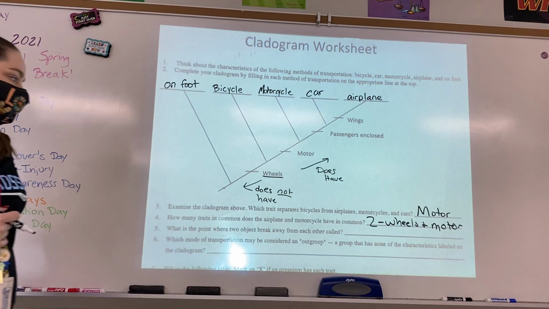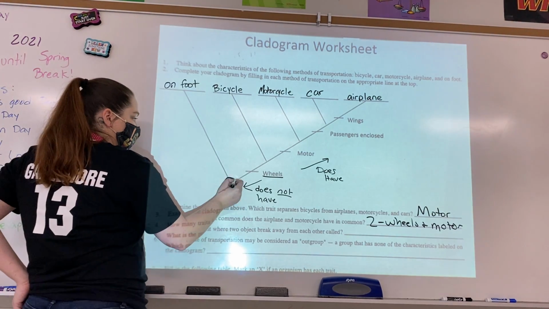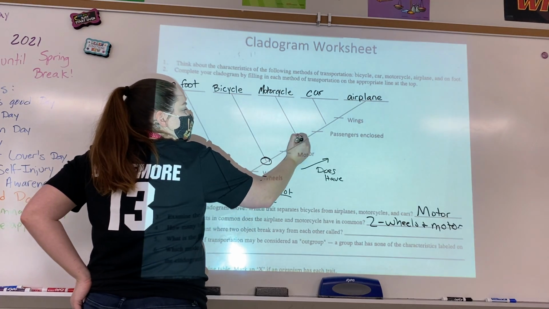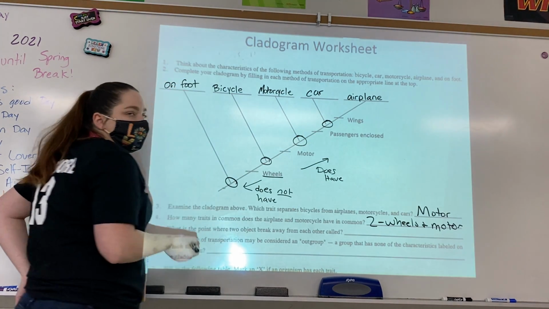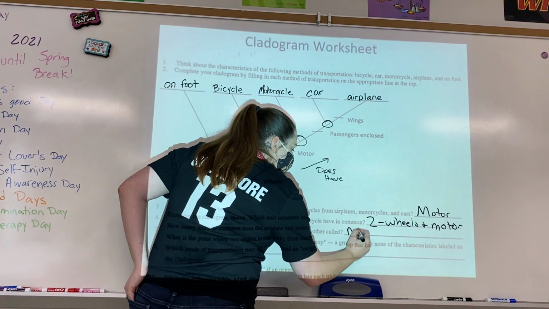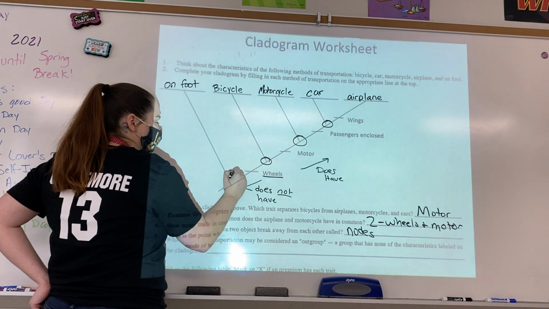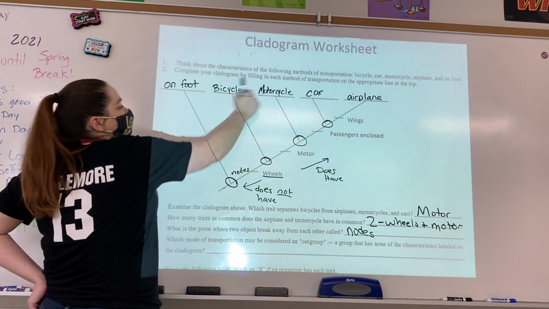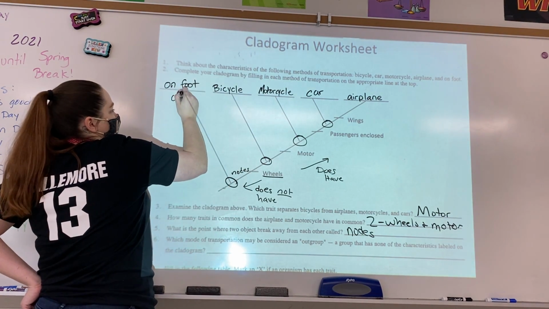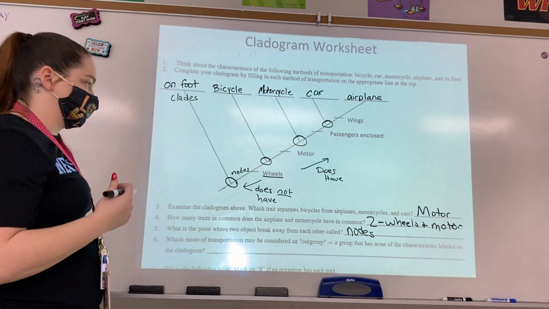What is the point where 2 objects break away from each other called? So these things, where your species, where your organisms, whatever you're looking at, where they start to branch off, those things are called nodes. So each of your intersections are called nodes. These up here are called your clades. So basically your groups of species or organisms.